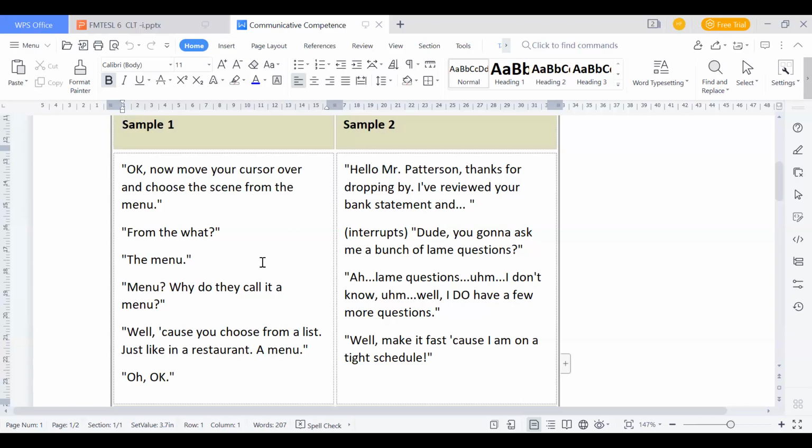Sociolinguistic. Very good. Here, formal, informal. Because this is a conversation between a banker and the client. Now the banker is very formal, but the client is very informal. So inappropriateness is there. And at the same time here, polite, not polite. Lame questions, I don't know. You are going to ask me a bunch of lame questions. Gonna, it's very informal language. So colloquial language. So this is lacking sociolinguistic competence.